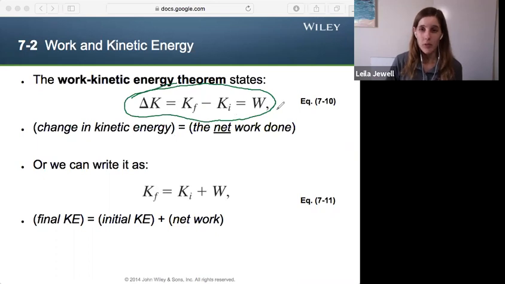So the net work here means all of the possible work. So that's why we needed that last slide to explain. It's not just the work done by one force, but the work done on an object by all the forces, which some of the forces may not be doing work, but we want to know for sure.